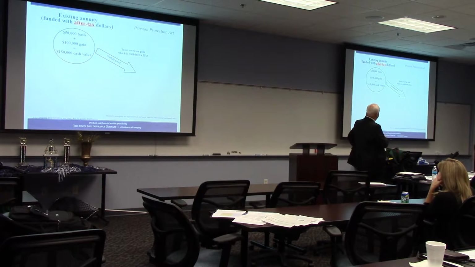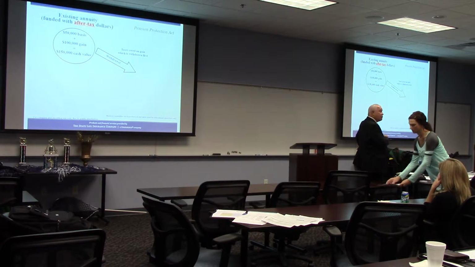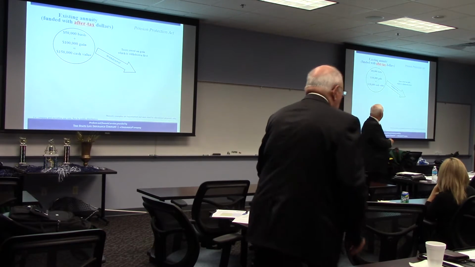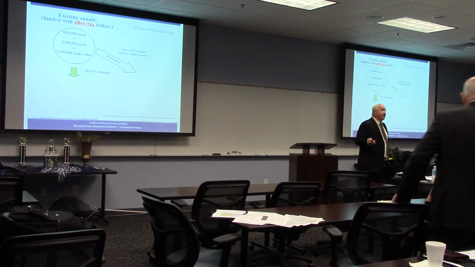If they would take this out for long-term care, it's the old LIFO accounting. All of the gain has to come out first. So this $100,000 of interest comes out first, and they pay a tax on 100% of it. Not very effective. Here's where the government helped us.